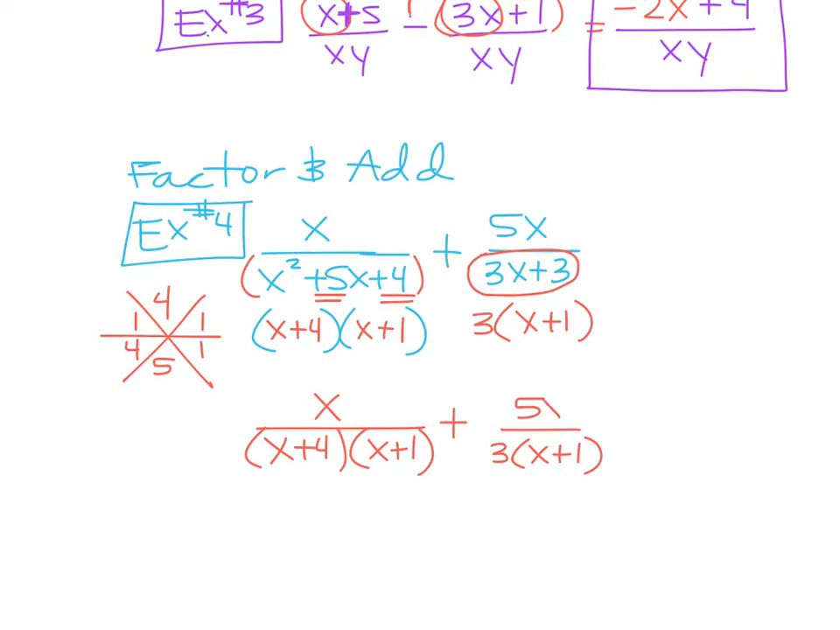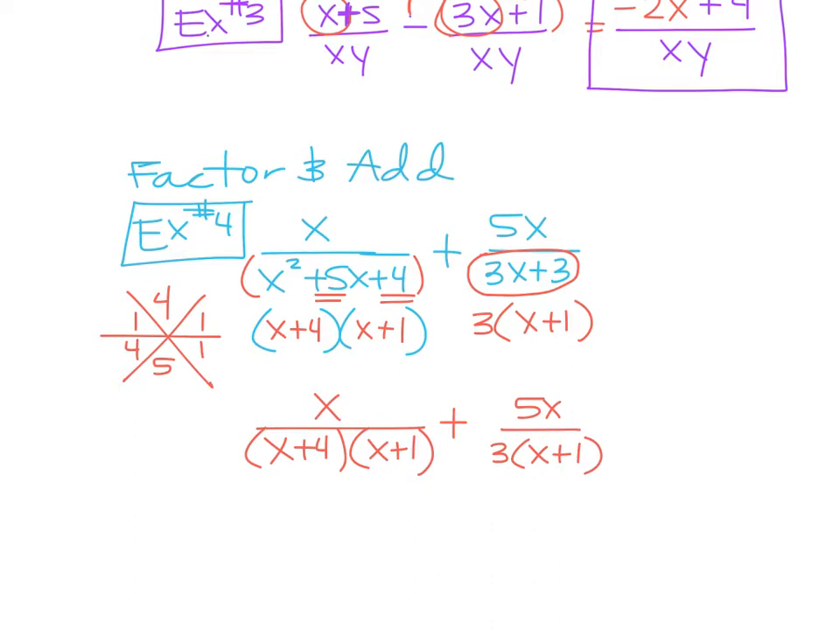Oh, it was x, sorry, 5x. Nothing else you can factor though, right? Okay, so at this point, now we need a common denominator. And here's where it gets a little bit hairy at times because there might be a bunch of stuff that you have to do in a bunch of different places, okay?